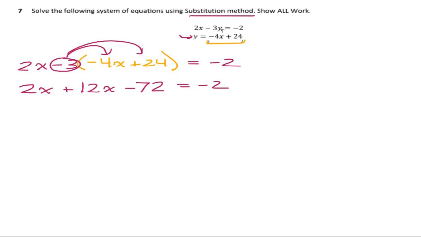Okay, so far so good. I just distributed. Now I'm looking, and here's a problem, right? I have x's. So my solution to that problem is to combine my like terms. 2 plus 12 makes 14. And now I have a 2-step equation. That's not so bad. I'm going to solve it.